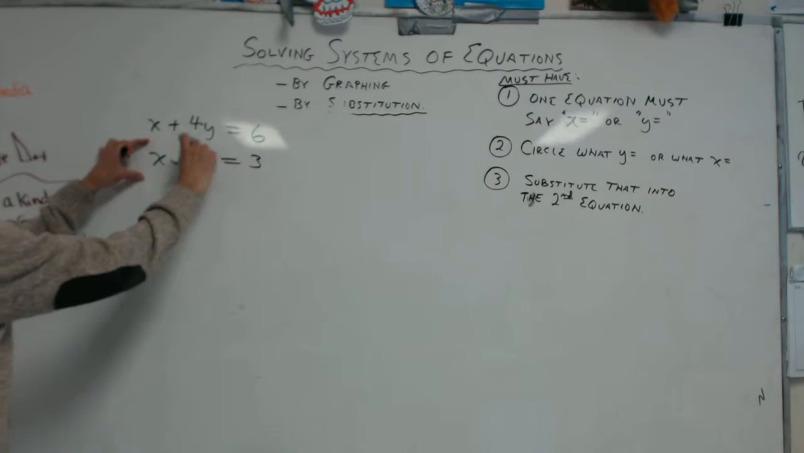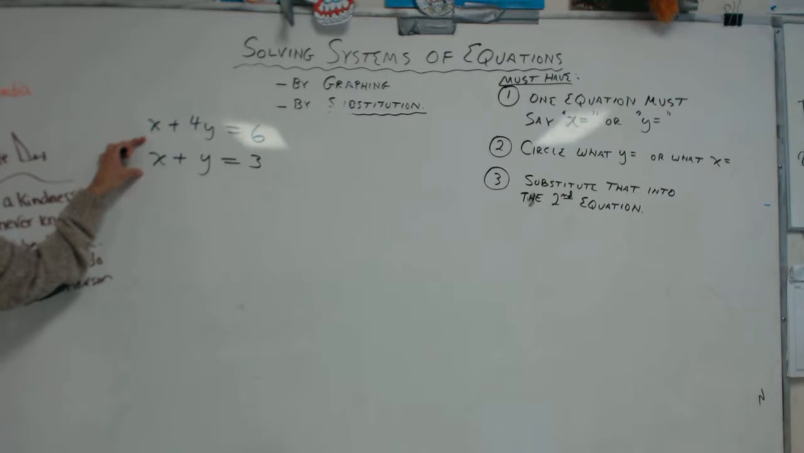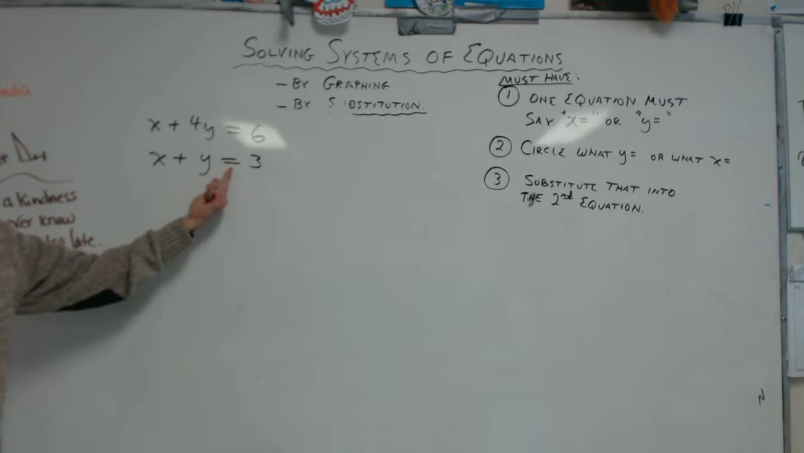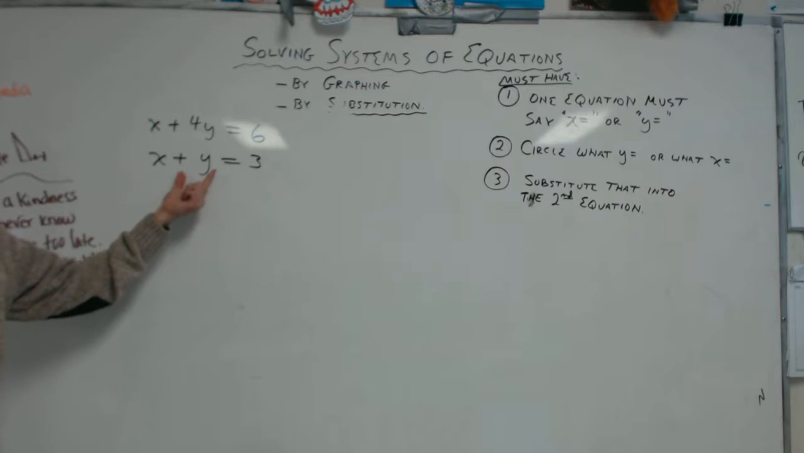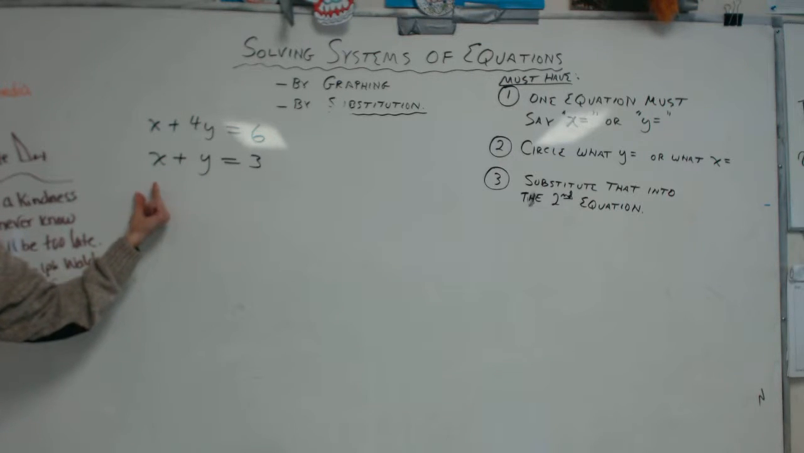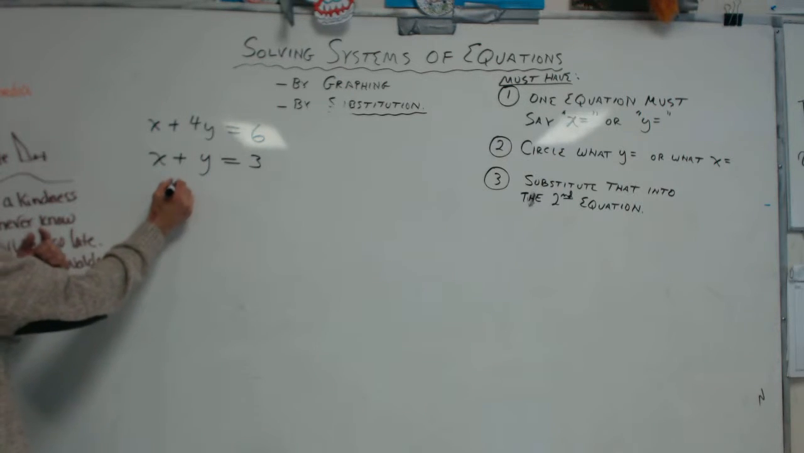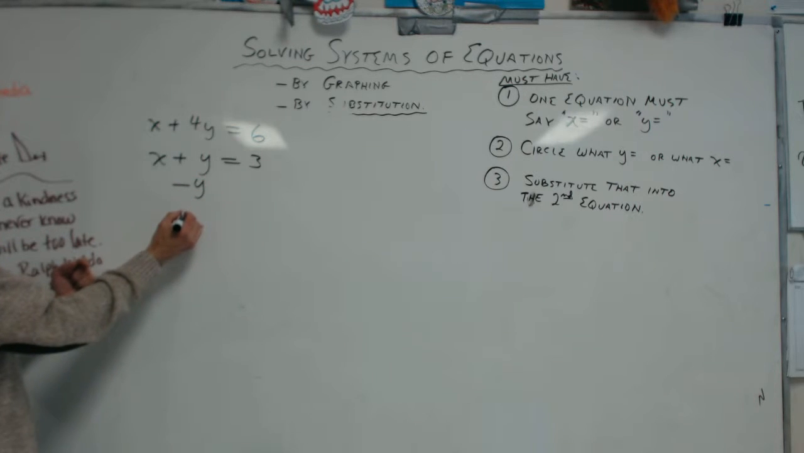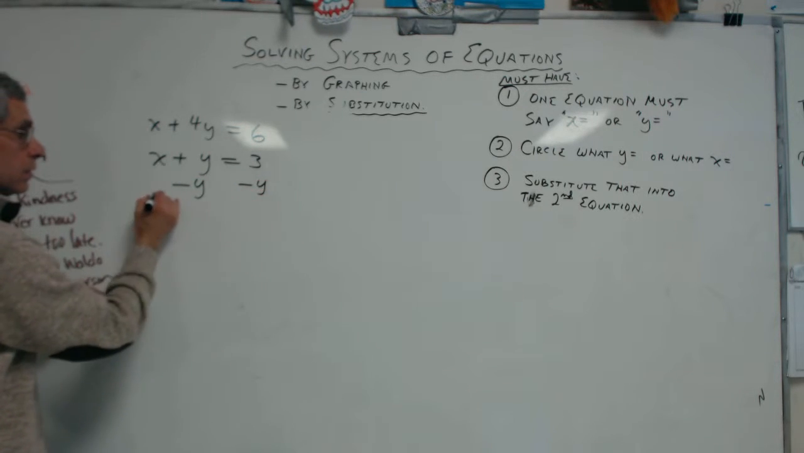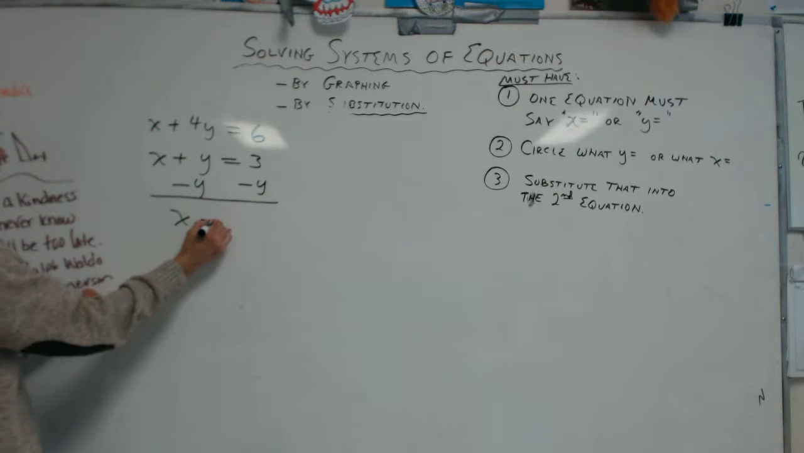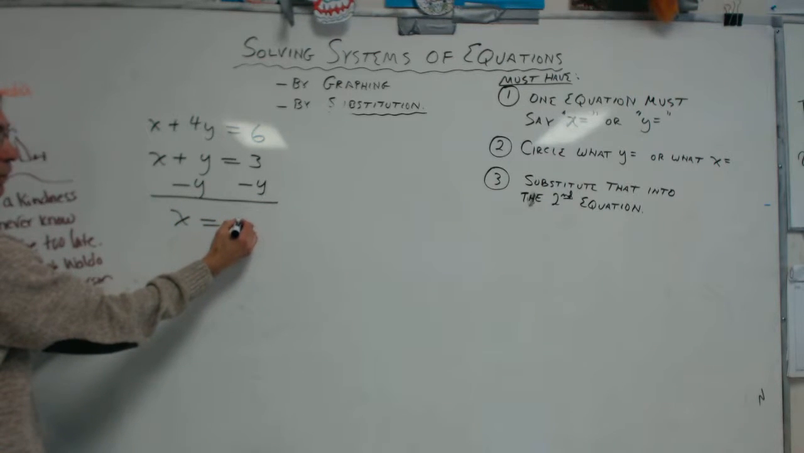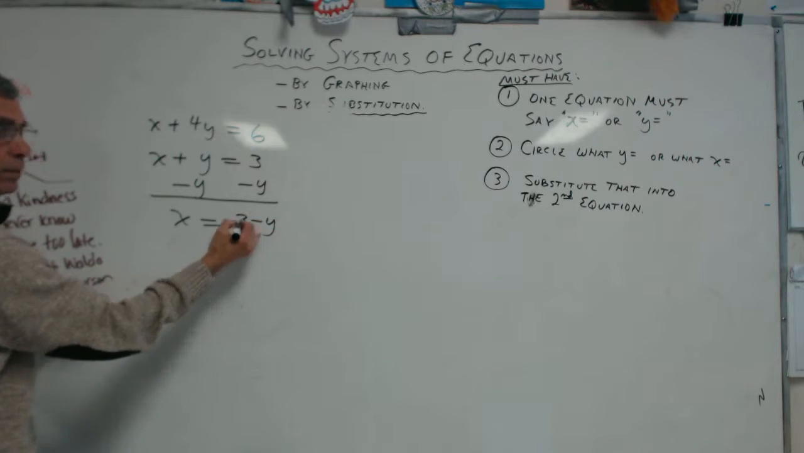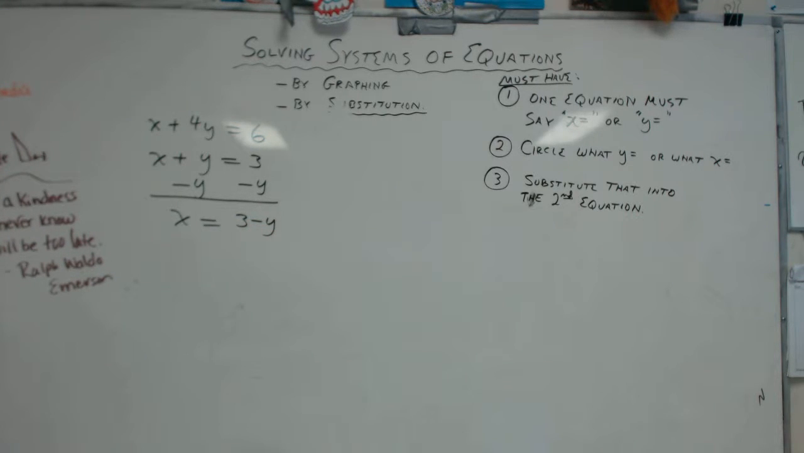So how could I manipulate this second equation? Well, wait. I just want to say x equals. What's in the way of it saying x equals? The y. And what did the y do to the x? It's adding to the x. So I have to subtract y from both sides, right? So that gives me x equals 3 minus y. Okay? You agree with me? So now that is the second equation.